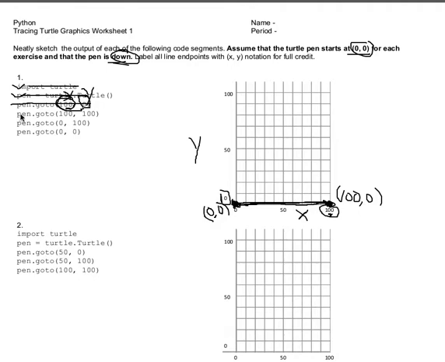Next line of code, pen.goto(100, 100). The point 100 on the x-axis is right here. The point 100 on the y-axis is this 100 here. Those 2 lines intersect right here. So that dot is really this point right here. And I should label that 100, 100.